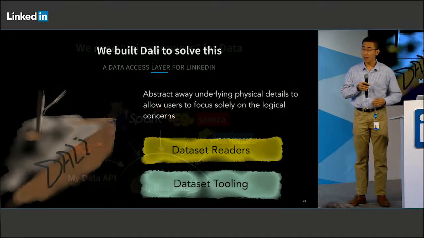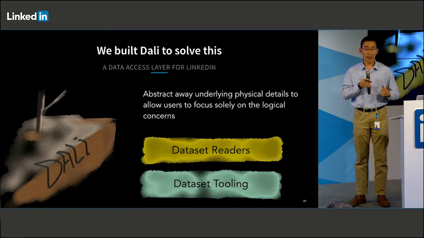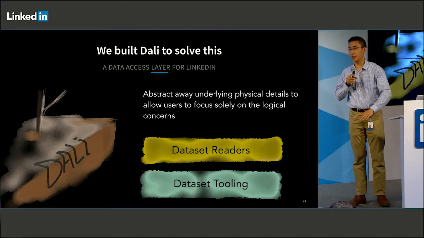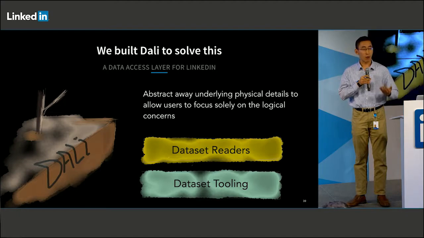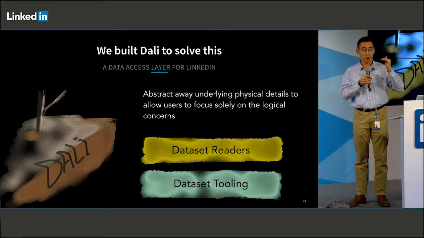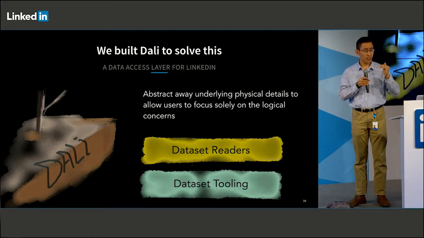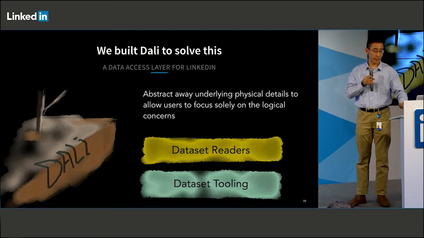So at LinkedIn, the way we solve this is by building DALI, which is the team I work on. And DALI is LinkedIn's dataset access library. Its goal is to hide the underlying physical details like the HDFS path and what format it's in. And we want users to only think about what the logical dataset name they're reading is and what its schema is. So we've built a bunch of dataset readers here for accessing data, as well as tooling that lets users manage and evolve their datasets.